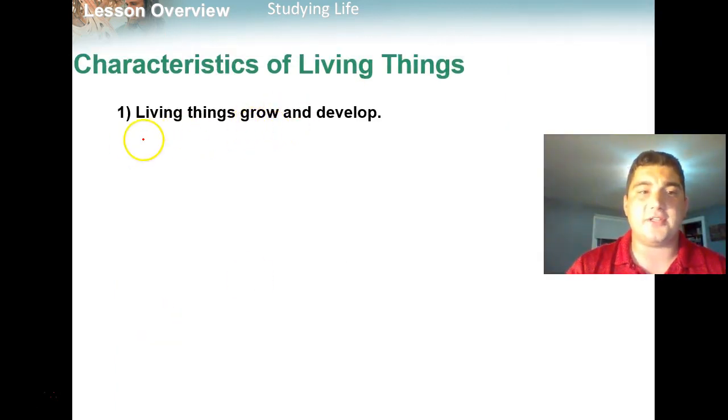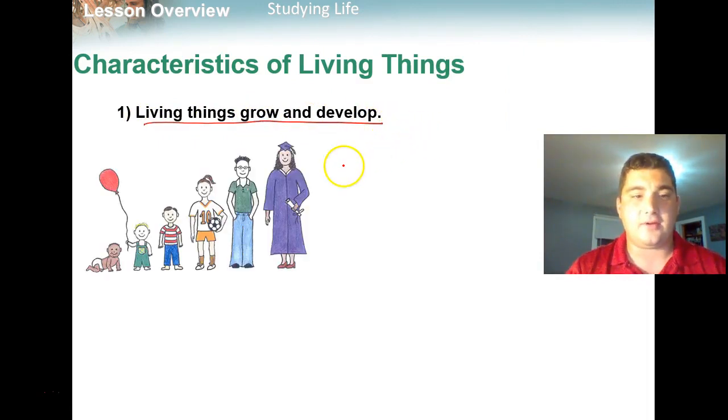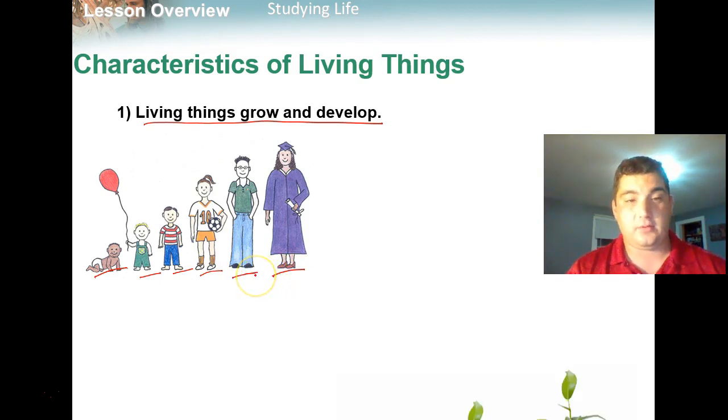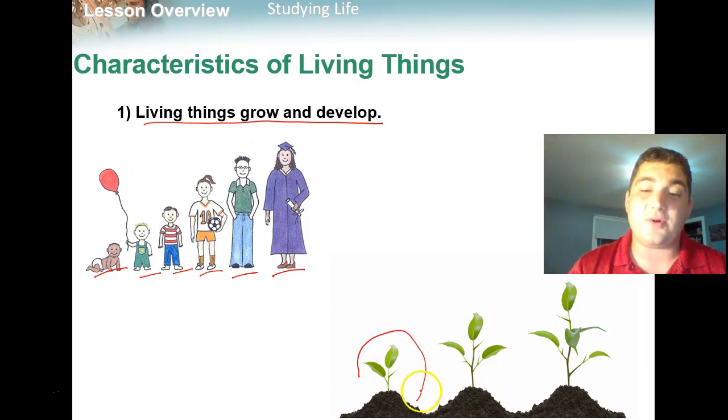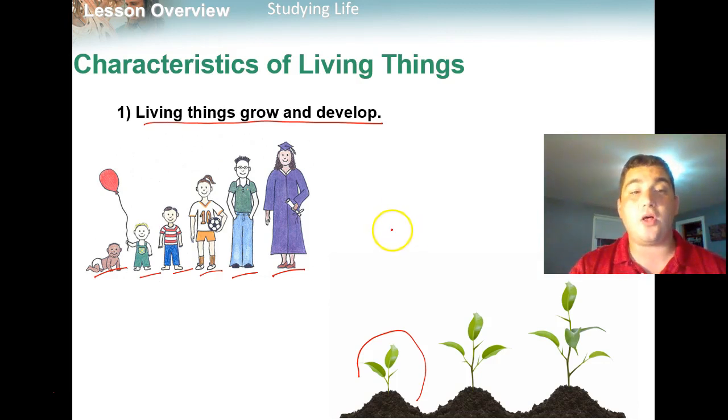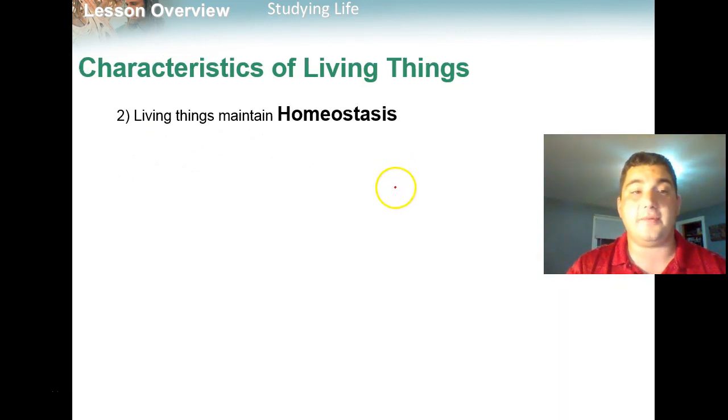The first characteristic of life is that all living things grow and develop. Right here we see as humans, we start as a baby, grow up to a toddler, become a little kid, go to middle school, go to high school, and then eventually you graduate college. You're going to grow and develop as a living organism. Humans are not the only things that grow and develop. Plants start as a seed, then sprout as a seedling, get bigger and bigger, and eventually turn into a big flowering plant. So all living things are going to grow and develop.